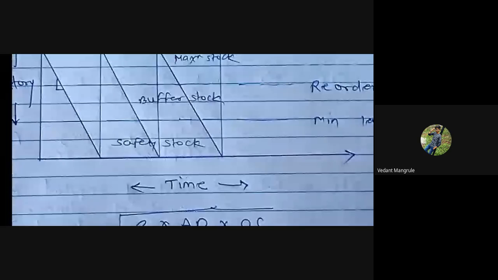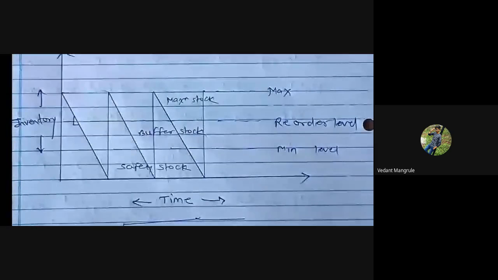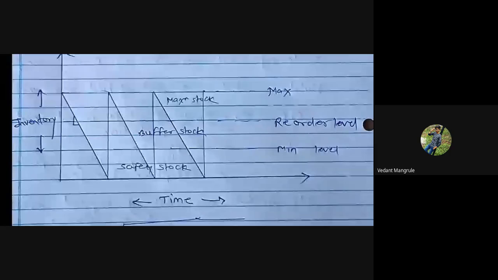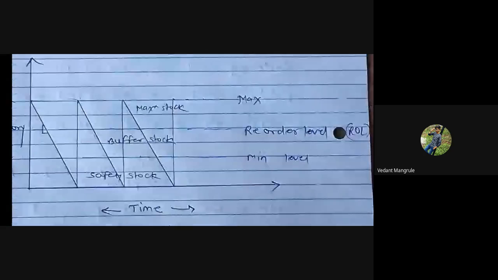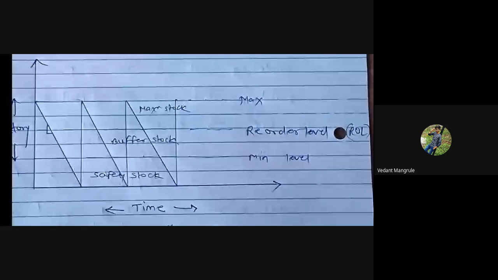Now, whenever we should order the material, here is the one basic graph they have given. If you see here, there are 3 levels: maximum level, reorder level and minimum level. Suppose, take one example, we are the purchase manager or a middle manager, so we have to order different items and different products.